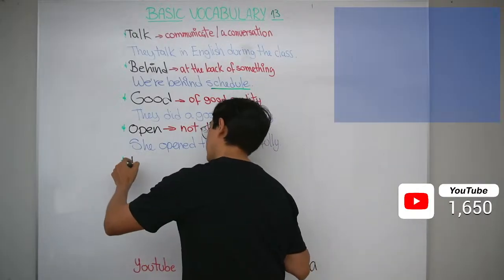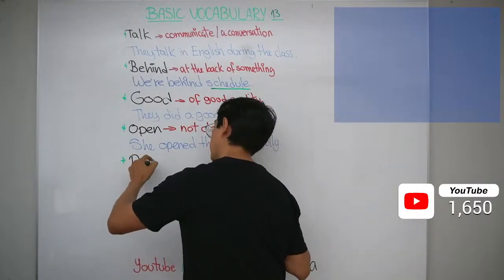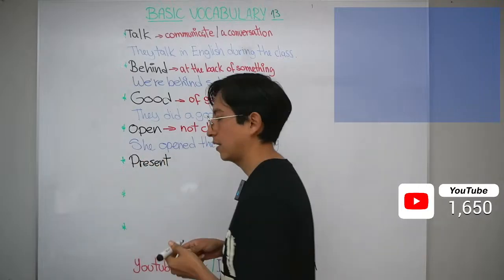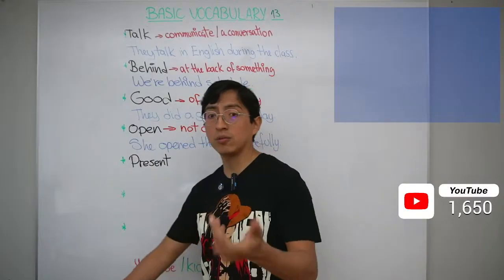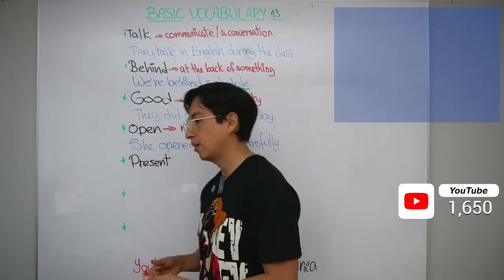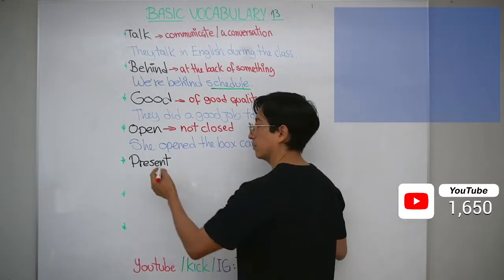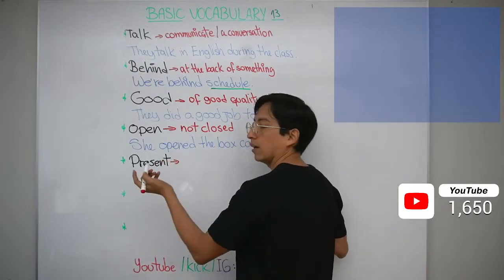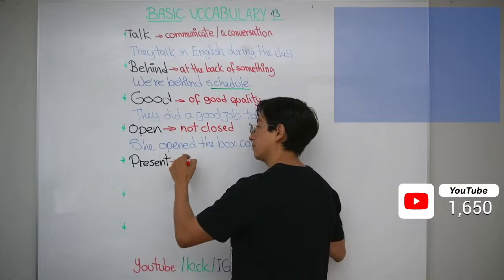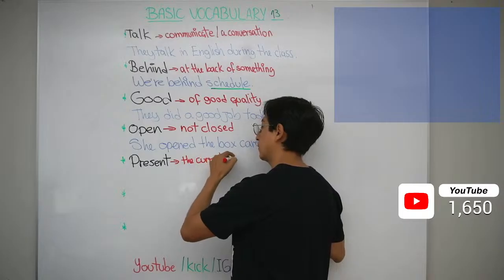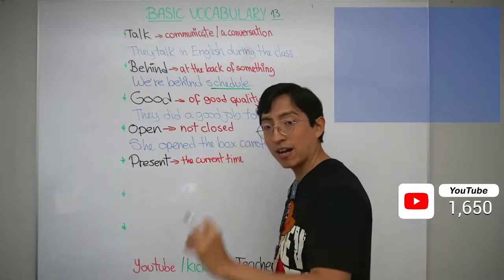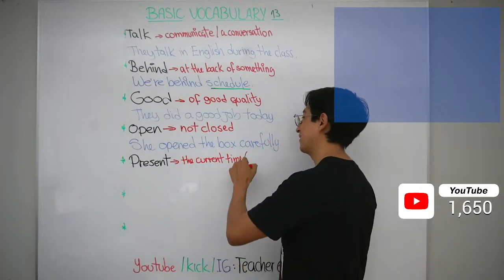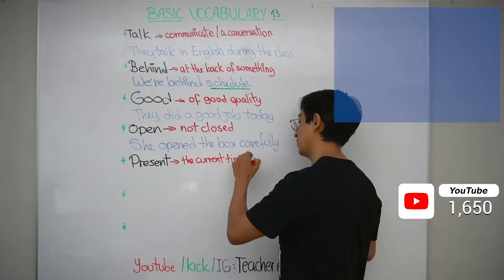In this case, it is "present." Now, what does it mean, guys? We're going to use, for example, the current time. The present is right now, right? It's right now. Very good. The second one, a gift. Yes, a present, a gift.